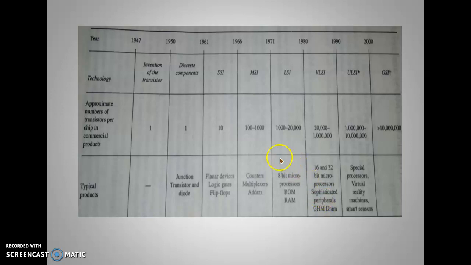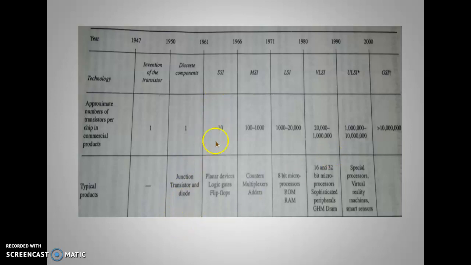Okay, so here you can see in this table the different generations and the number of transistors used on the chip. If you see SSI, only 10 transistors are used, in MSI 100 to 1000 transistors, in LSI up to 20,000, VLSI up to 1 lakh, ULSI up to 10 lakhs, and if it is more than that, we use GSI. So if the number of transistors increases, and the complexity increases, we just change the generation, so that it will be easy for us to design the particular circuit.